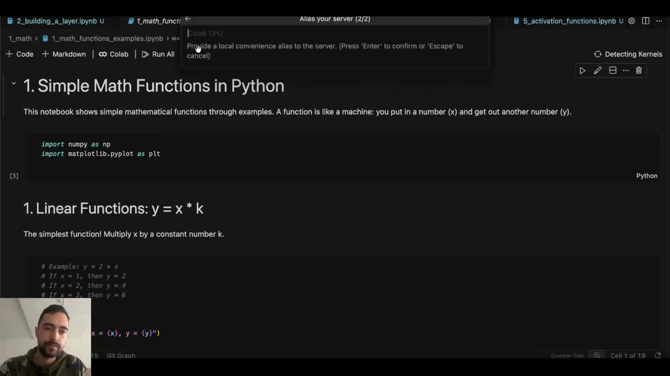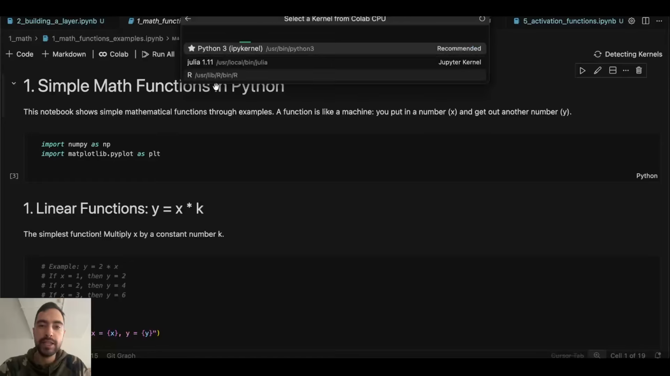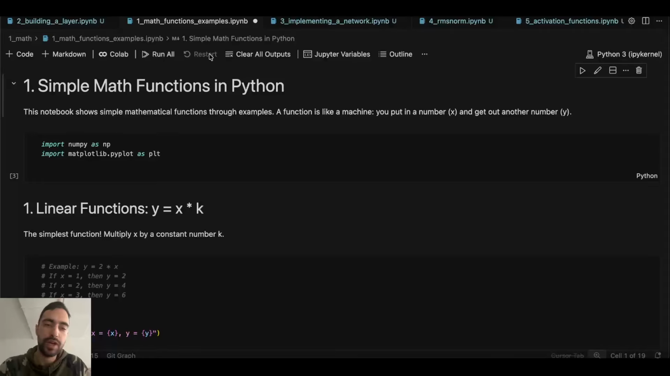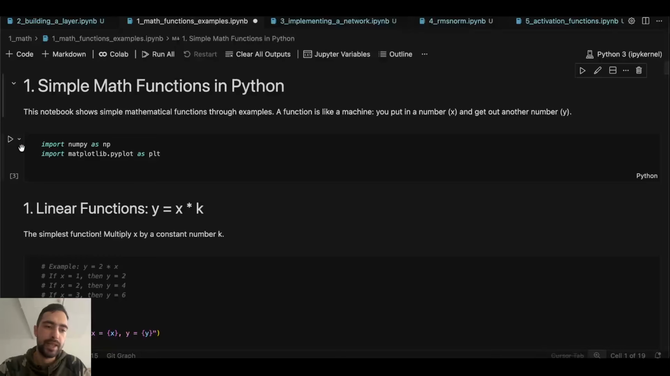I don't need to run this on GPU. But keep in mind, now you can write a name. I can just use the default name like this, press enter, but you don't actually need to do this if you want to run the Python code on your local computer. So I'm showing you how to run it from your local using Google's GPUs or CPUs, but you can just run it locally as well. And if I click here Colab, I can click remove server if I want to shut down the server.